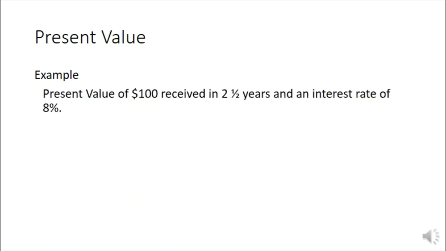Let's try another example. This time, we're receiving a check in 2.5 years. So we're receiving a check in September of 2022. And we want to know how much it's worth if we have an 8% interest rate. So go ahead and press pause on this video, take a minute to try and figure it out on your own.